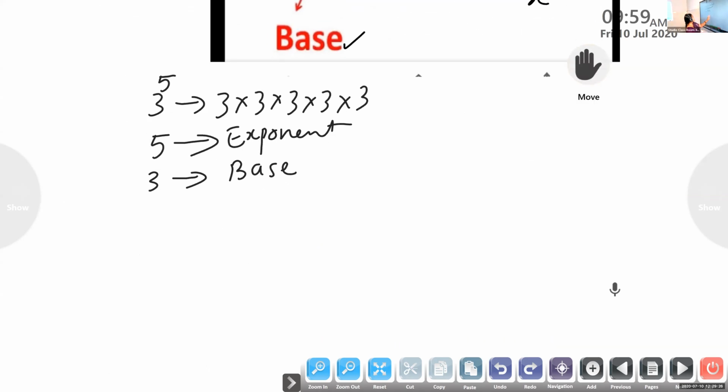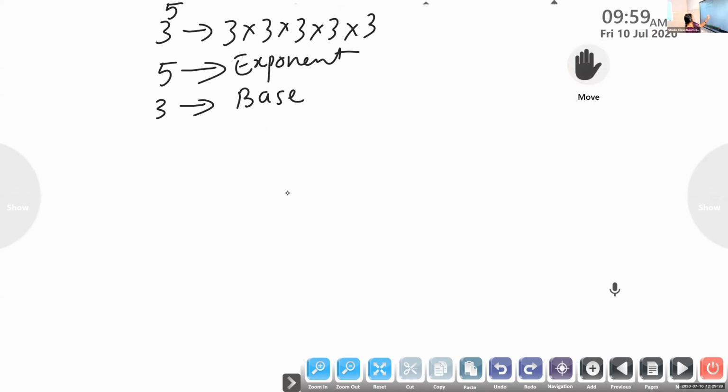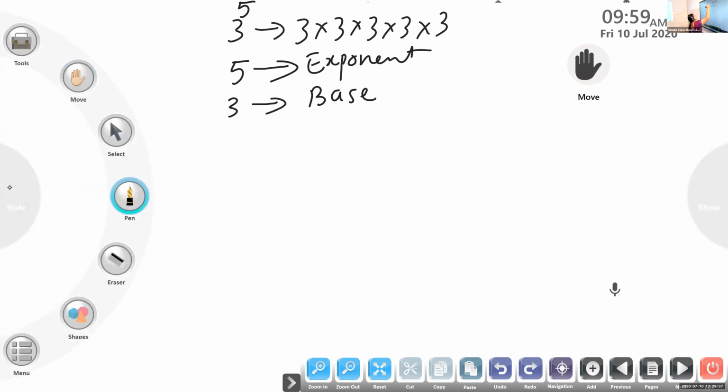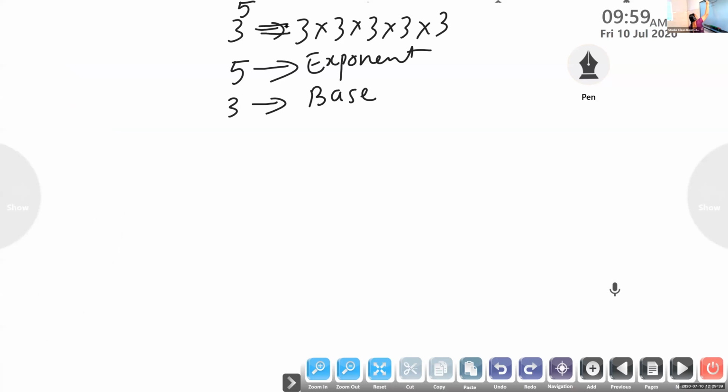3 raised to 5 is equal to 3 into 3 into 3 into 3 into 3. Okay, here 5 is the exponent, 3 is the base. 5 is the exponent. One more example.